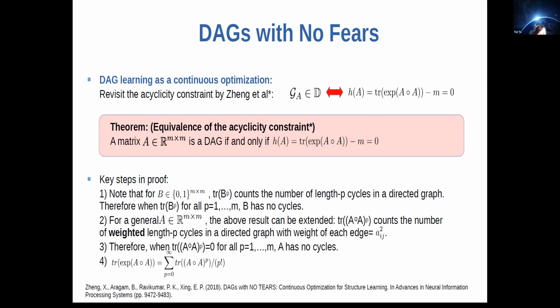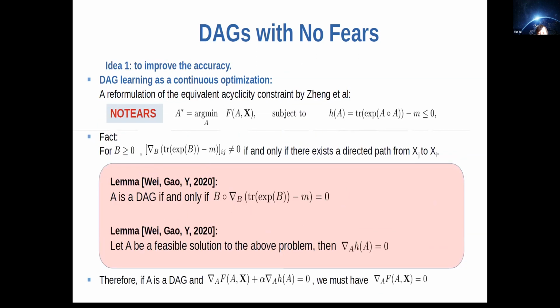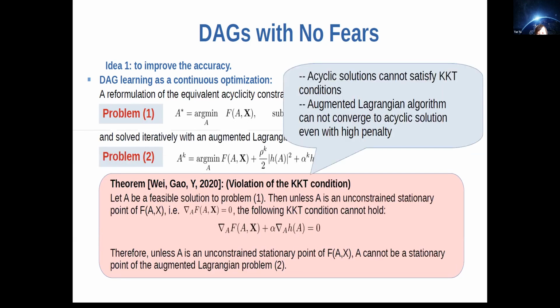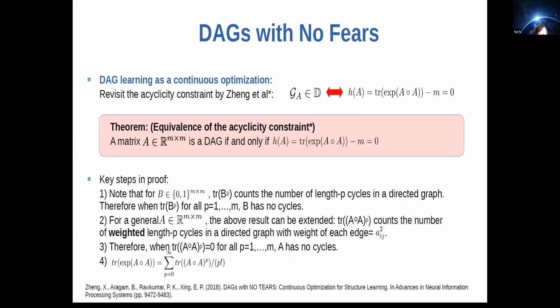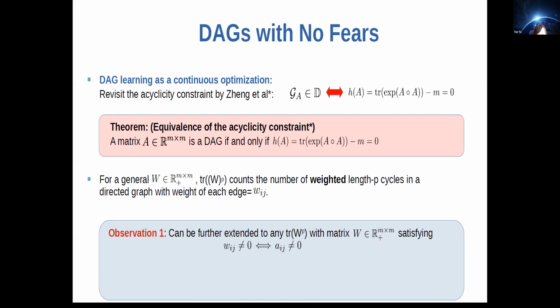To fix that, maybe we can quickly go back to the proof of the acyclic constraints. One of the possible reasons, as we have shown in the proof, is that in the acyclic constraint we are taking the exponential of the Hadamard product of A and itself. Because of that, a feasible solution, a DAG, must lead to the gradient of A and HA equal to 0. Therefore, maybe we should modify the DAG constraint. We shouldn't use the Hadamard product.